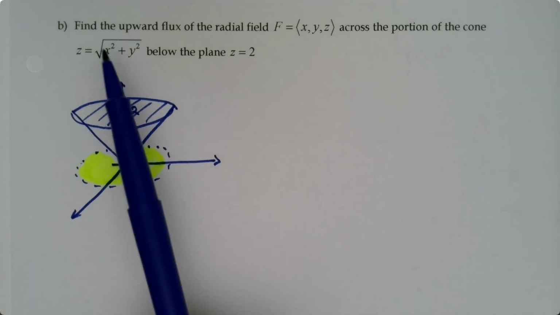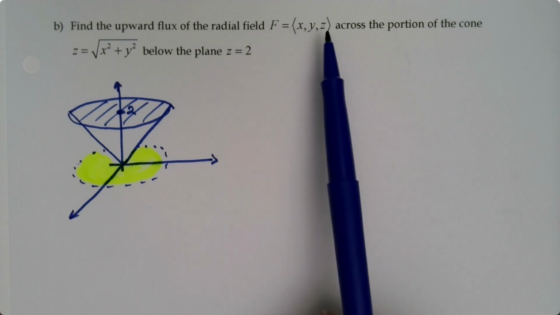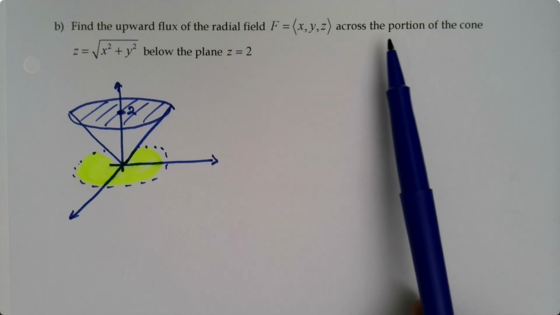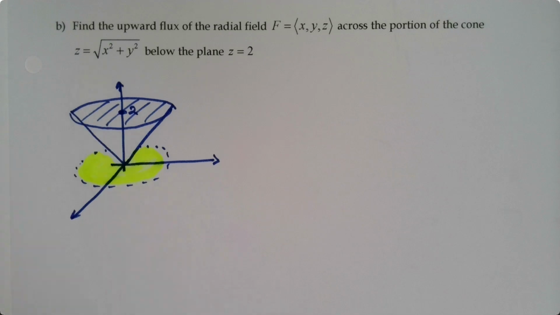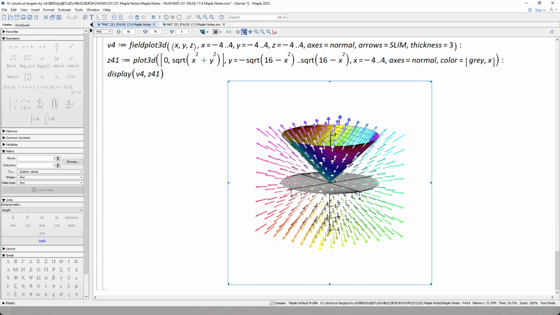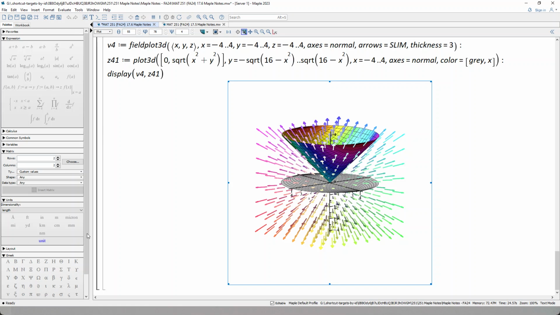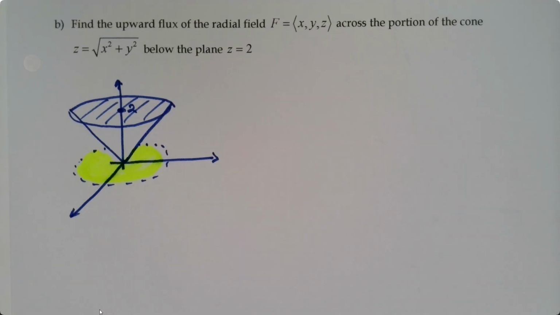So we again want to find the upward flux of the same radial field, which is xyz, but now we're going to look at it across the portion of the cone, which is z equals the square root of x squared plus y squared. Now I have this drawn in Maple for us to look at. So you can see the cone, you can see the vector field is sitting all around the cone, or if you will, the cone is sitting inside the vector field, and it casts a shadow onto the xy plane. That's our region of integration.